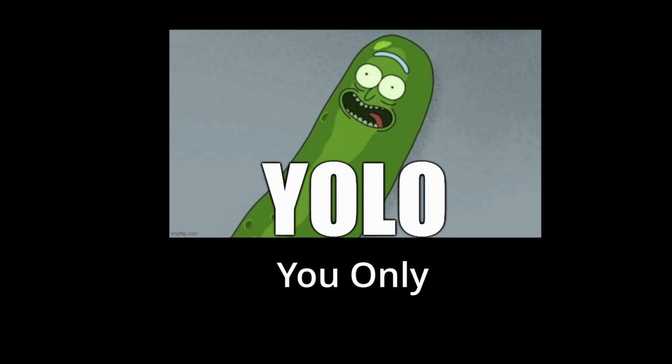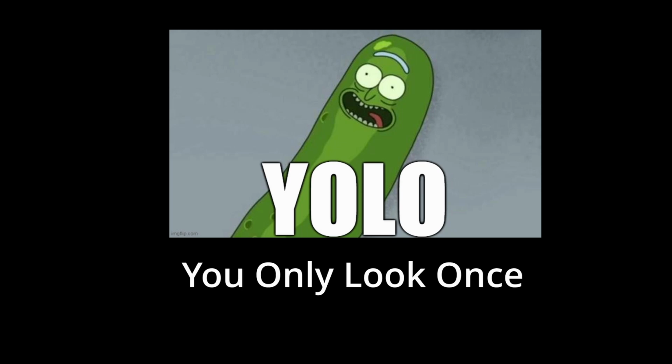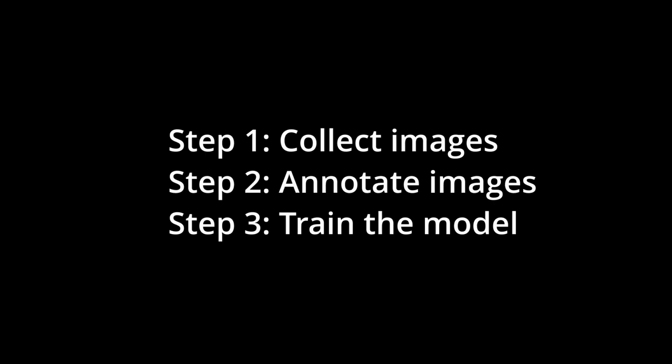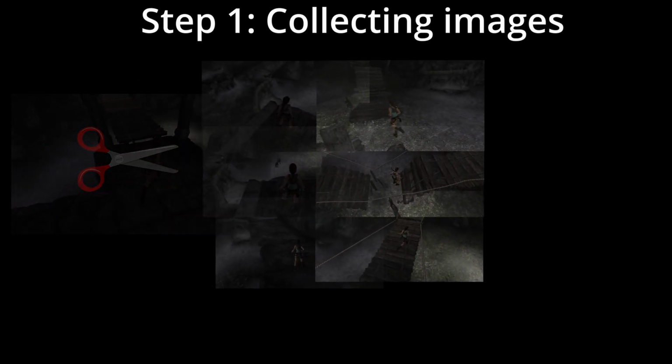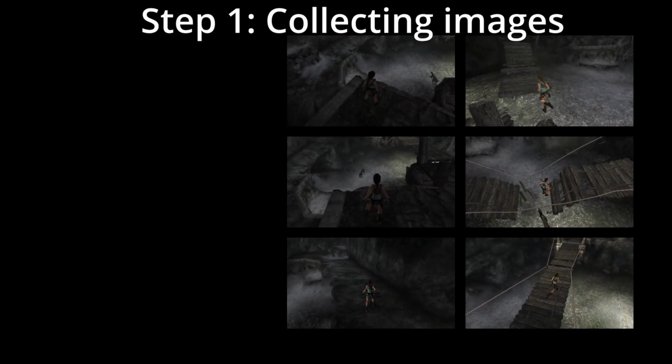YOLO stands for You Only Look Once. It's a state-of-the-art computer vision algorithm with many pre-trained models available. We just need to fine-tune it to our requirement by collecting images, annotating them, and then training the model on it. In order to collect the images, I recorded my gameplay and then I split them into individual frames.